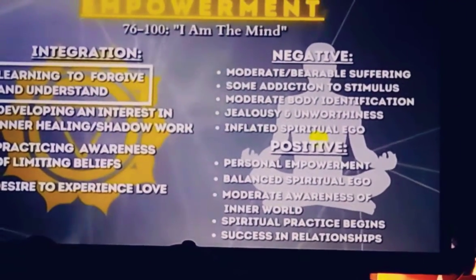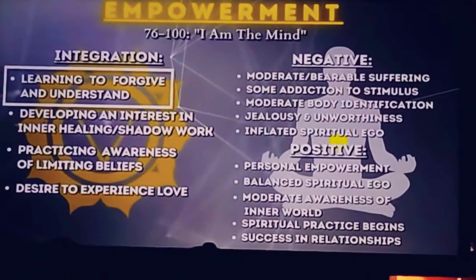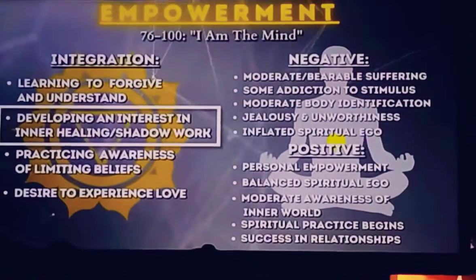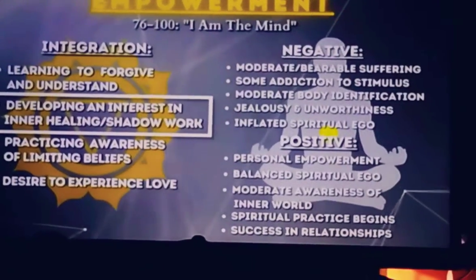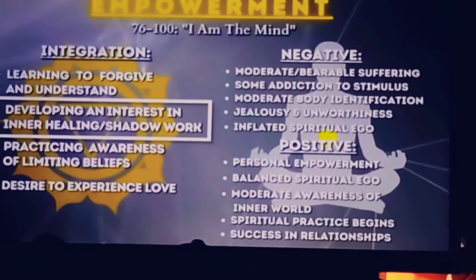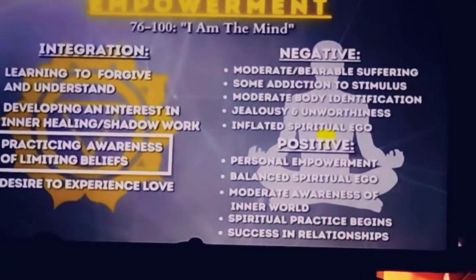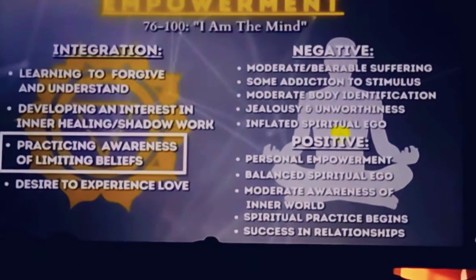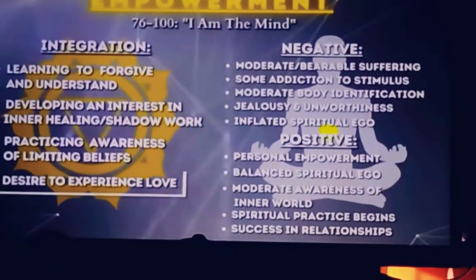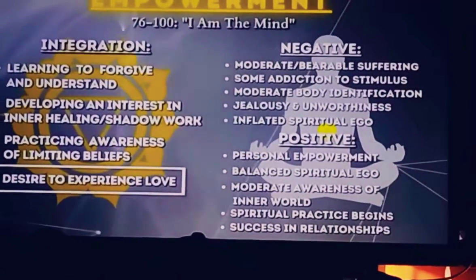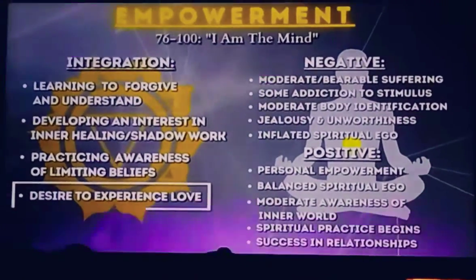The integration required at the empowerment level is to reach for the qualities of love, learning to forgive and understand people rather than judging them, and developing an interest in doing inner healing and shadow work as a means of manifesting a better life. Practicing the awareness of one's limiting beliefs is very helpful at this level, but the desire to experience love is the most important of all.